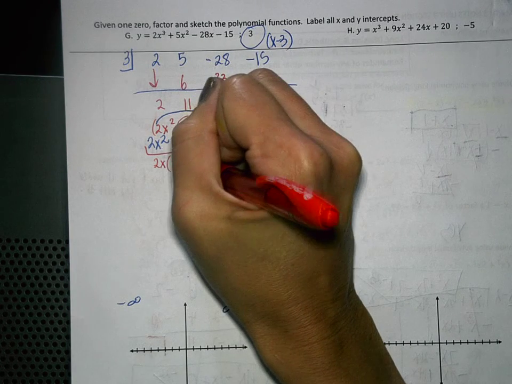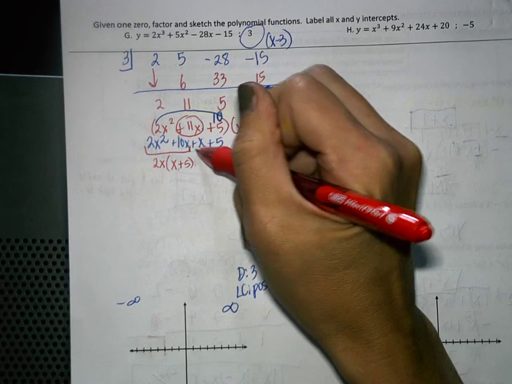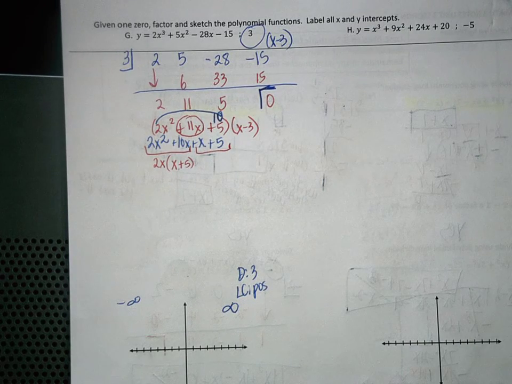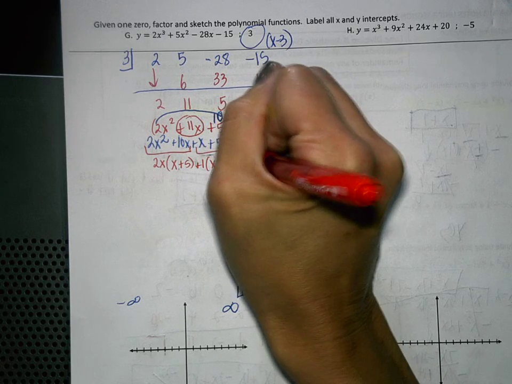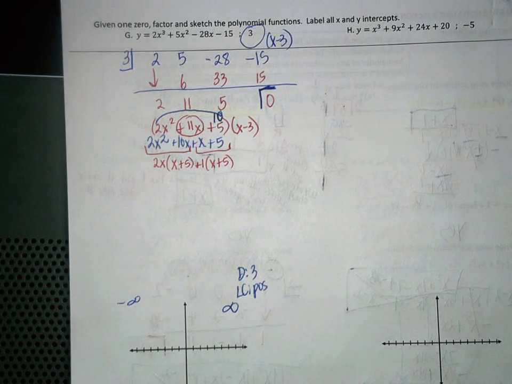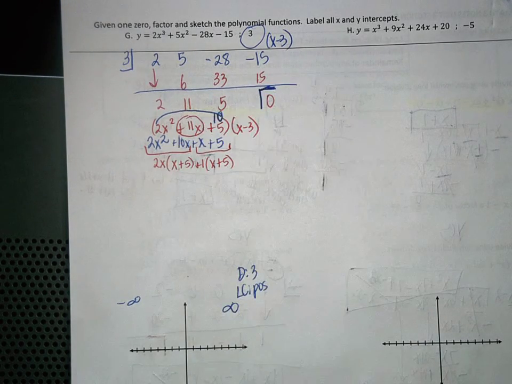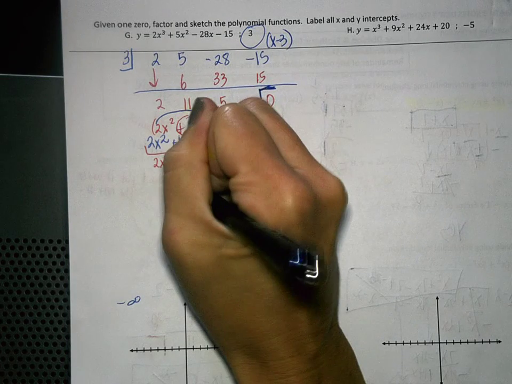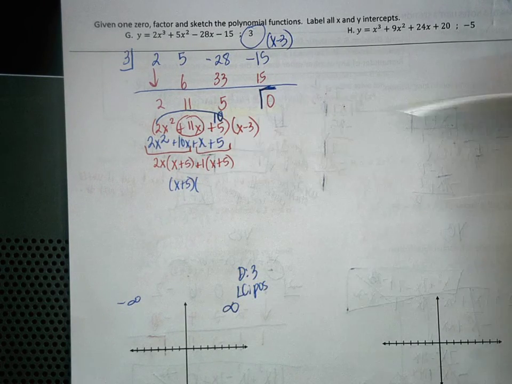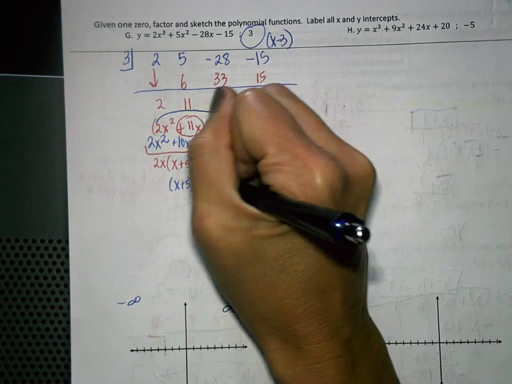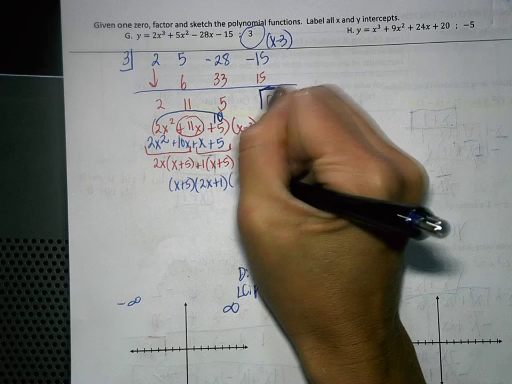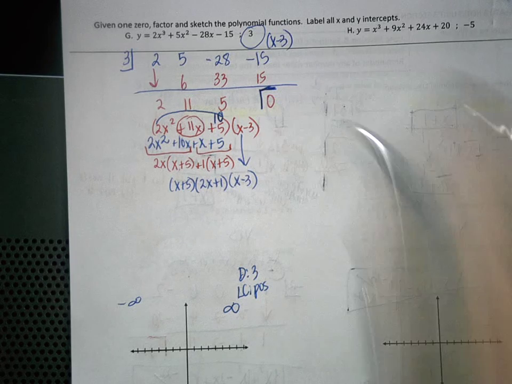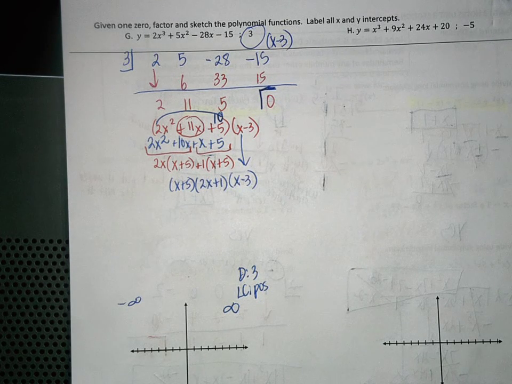What would I take out of this second group? A 1. Okay, a positive 1, and I'm left with x plus 5. So when I end up factoring that and I take out my GCF now, which is x plus 5, I'm left with what? Good. 2x plus 1. And then I still need to bring down my x minus 3. So I'm going to stop there for a minute. Are there questions?